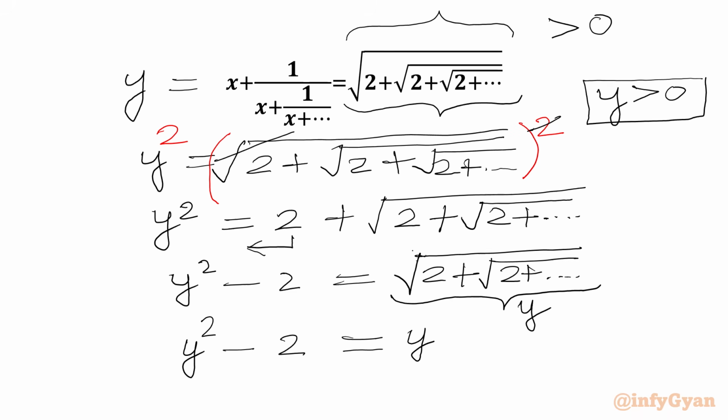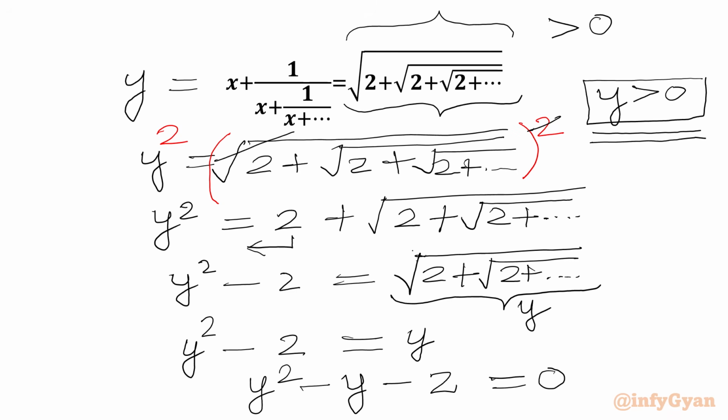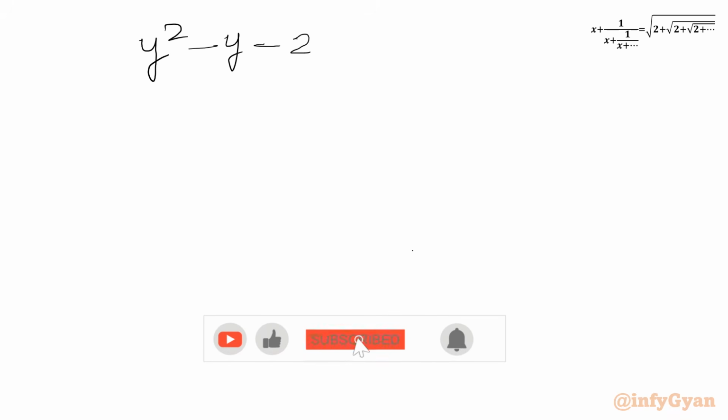By writing all the terms to LHS, we will get one quadratic equation in y. y square minus y minus 2 equal to 0. Condition is y must be positive. Now we will be solving this quadratic equation using quadratic formula. So I will write y square minus y minus 2 equal to 0.